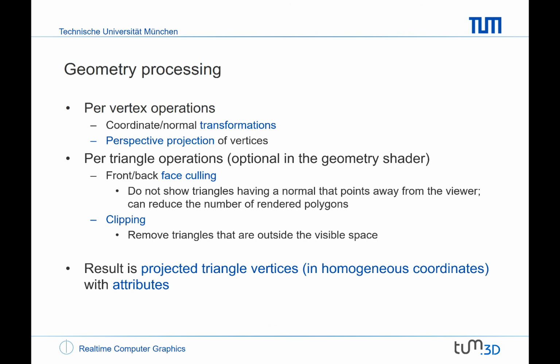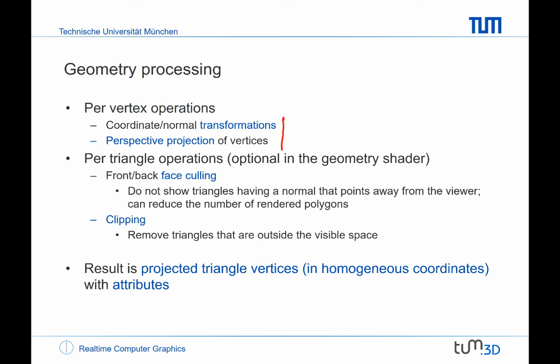So the basic per vertex operations we perform in the geometry processing stage are the coordinate and the normal transformations. The vertex coordinates need to be transformed so that, for instance, you position the object at a certain location, or you want to make the object larger or smaller. Maybe you want to orient it so that you can look at the object from a different angle.